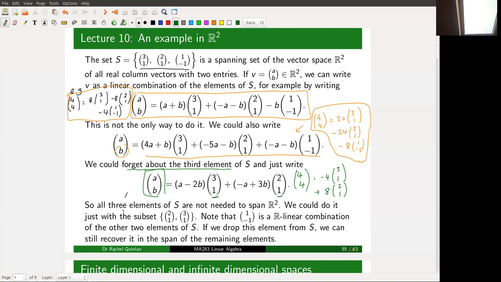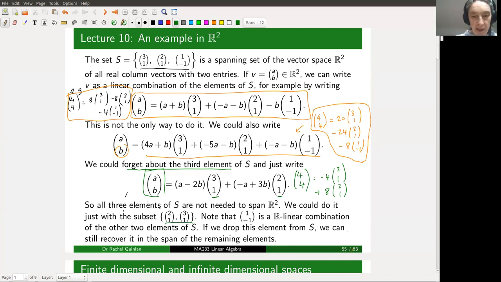S is a spanning set for R2, but in fact, it has more than you need to be a spanning set for R2. It has some redundancy built into it. You could span R2 with just the subset (2, 1) and (3, 1) of S. So there are a few things going on here.